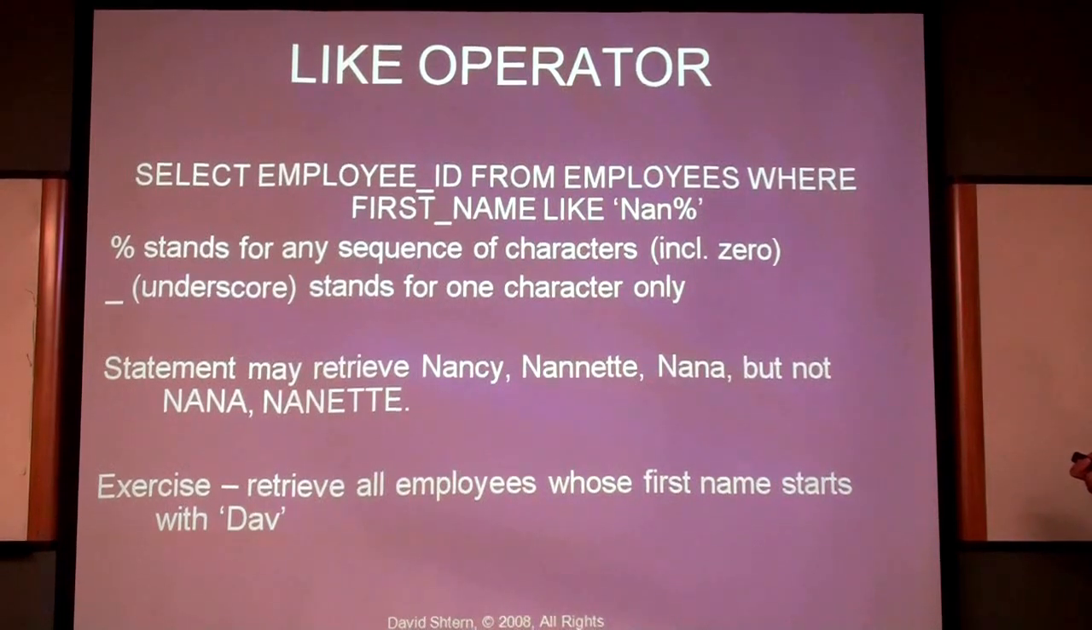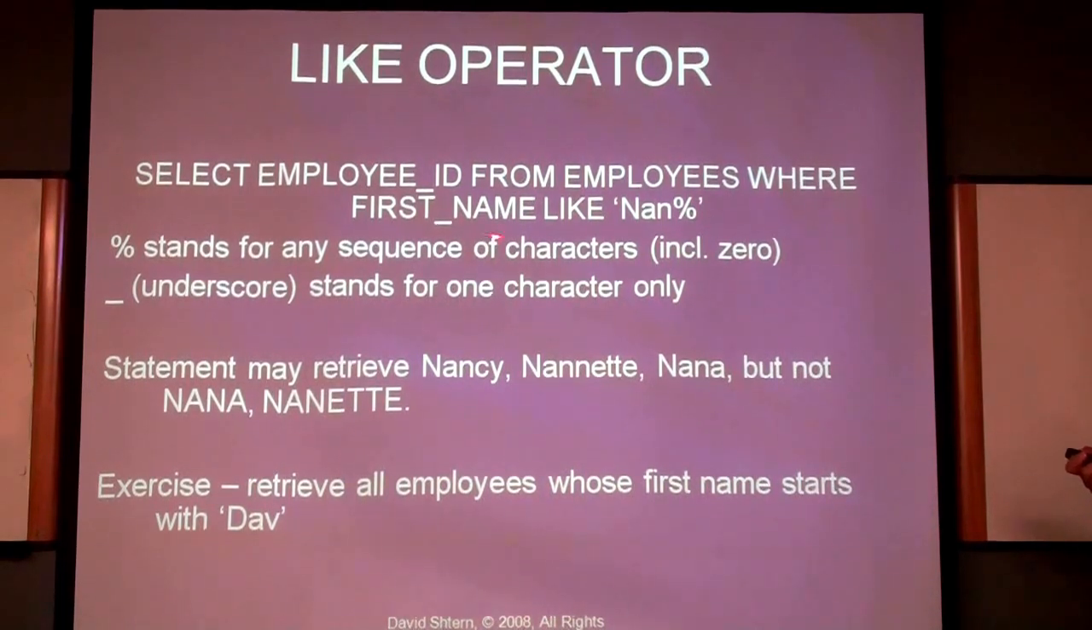The LIKE operator allows us to specify a value, not an exact value, just a fuzzy value. In order to do that, we have to reserve 2 characters, which are % and underscore. These 2 characters play a special role for the LIKE operator, specifically for the LIKE operator, nowhere else. So % stands for any number of characters, including 0, so 0 or more characters. Underscore stands for 1 character only.